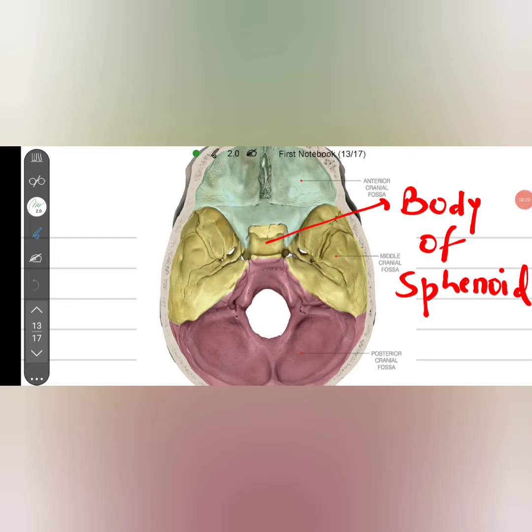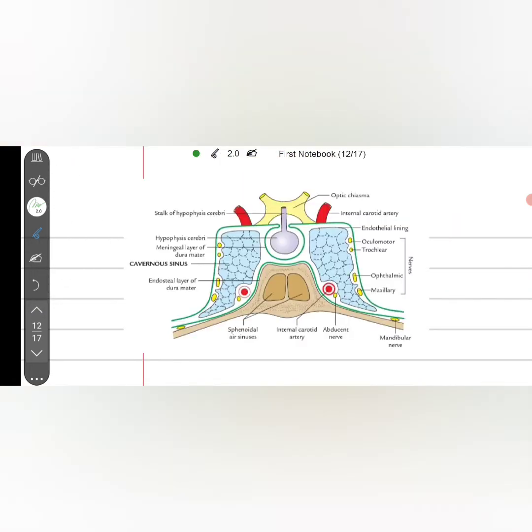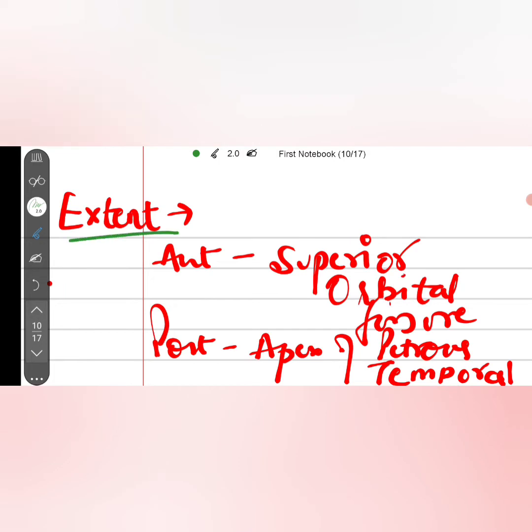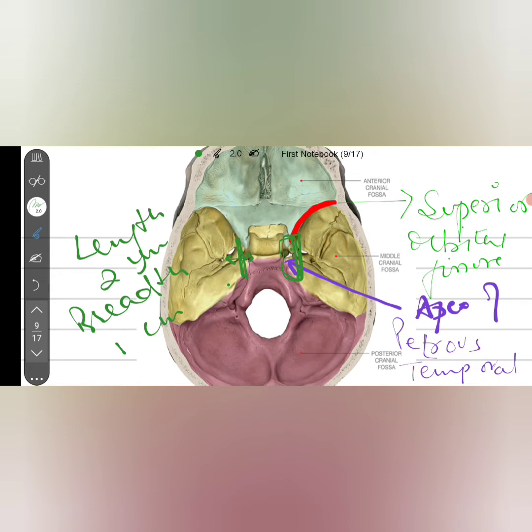Location: it is on each side of the body of the sphenoid, and this is the body of the sphenoid. It extends anteriorly up to the superior orbital fissure and posteriorly up to the apex of the petrous temporal bone. In this diagram, this portion is the superior orbital fissure, and here is the apex of the petrous temporal bone.